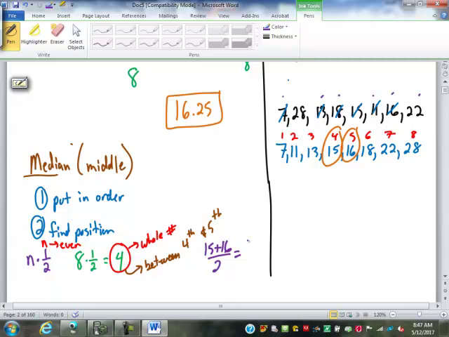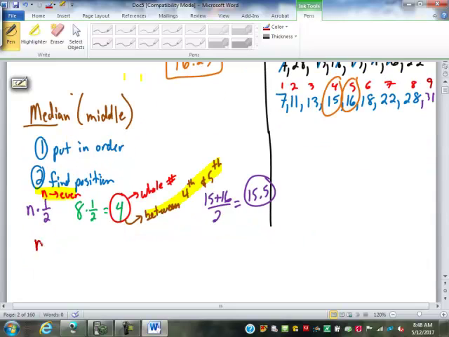16 plus 15 is 31. Divided by 2 should be 15.5. That would be the median of this set. And again, because n was even, it was between that position and the next position. So let me just do this. I'm going to add a number on the end of this list. I'm going to put 31 there. So now n is equal to 9 instead of 8.